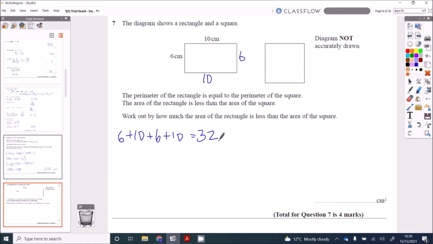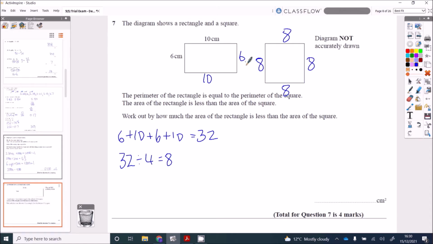Now we've told that it's the same length all the way around the square. So it's also 32 centimetres around the square. Now obviously the square has got 4 sides of the same length. So how long is each side? 32 divided by 4 is 8. So we know that each of these sides around the square is 8. And just double check. 8 add 8 add 8 add 8. Yep, that's 32.